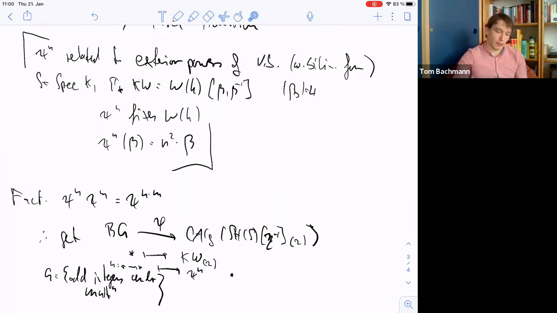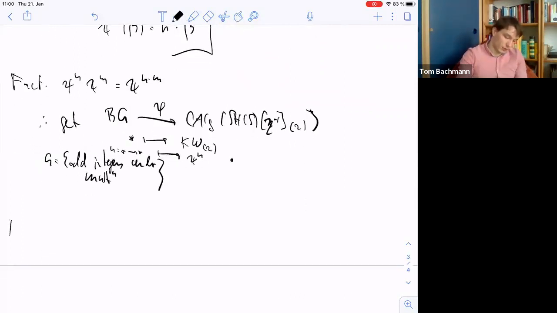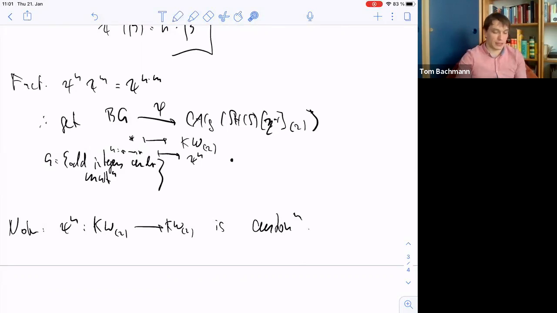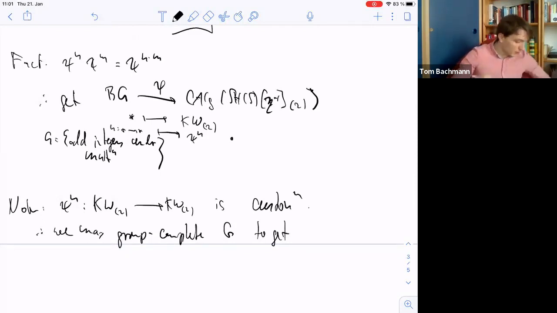Just to continue with the story, let's stare at this formula here. We're observing that on homotopy groups, it just multiplies by n squared, and we said that n squared is invertible. So it tells you that this psi n operation is actually an automorphism of KW. Note psi n from KW2 to KW2 is an automorphism. And what this tells you is that in this action which we have here, we can group complete G. And then what we get is the units in Z localized at 2.